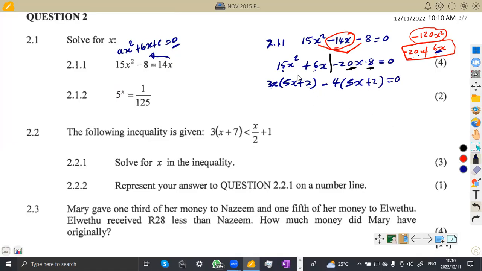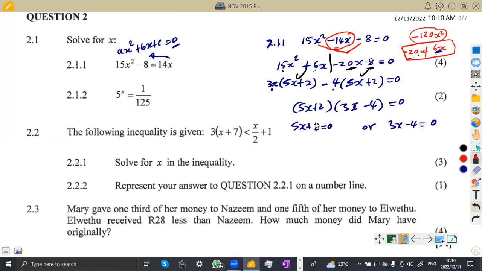So since the two brackets are the same, what do we do? We factor out the common bracket of 5x plus 2. We remain with 3x. Here we remain with -4 in another bracket, equal to 0. So this is the normal stage that we are used to, where each bracket must be equated to 0. So 5x plus 2 must be equal to 0, or 3x minus 4 must be equal to 0.